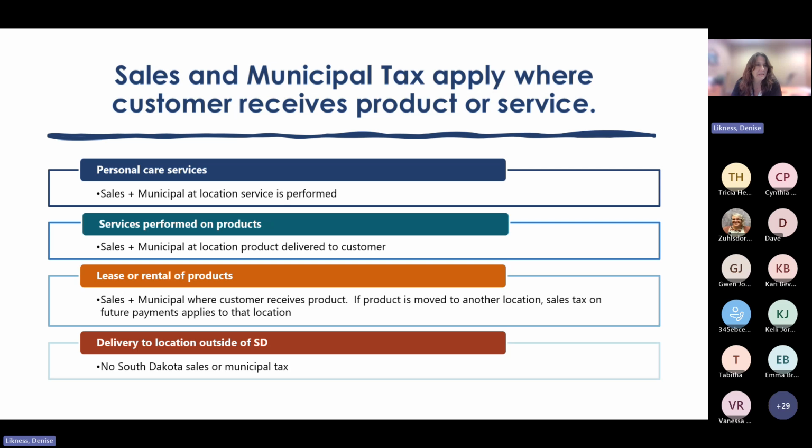Lease or rentals of products, sales and city taxes are based where the customer receives the product. If the product is moved to another location, sales tax is due on future payments. For example, and this is an actual one, I had someone in a city that was real close to the border. They rented a crane, a huge crane from Minnesota. At that time, I don't know if it is now, I haven't checked recently, leases were not subject to tax, but they rented it into Minnesota, or maybe it was. No, it's not.